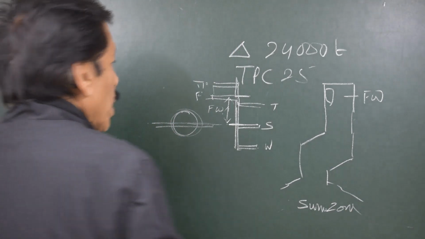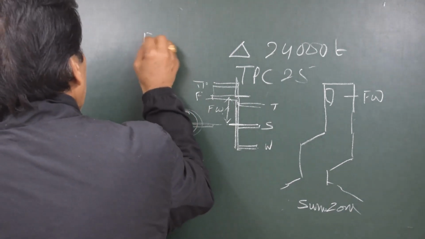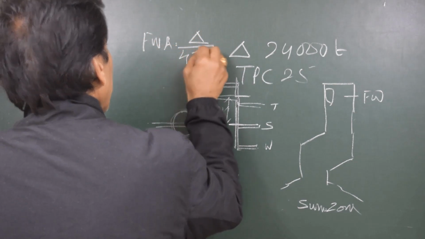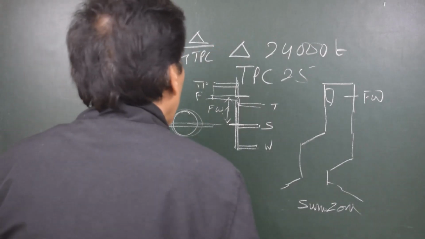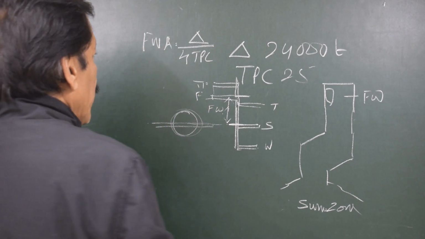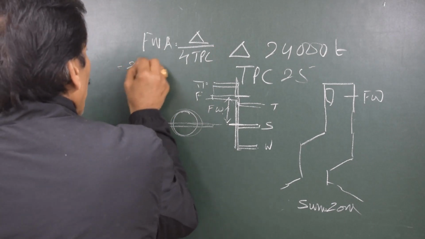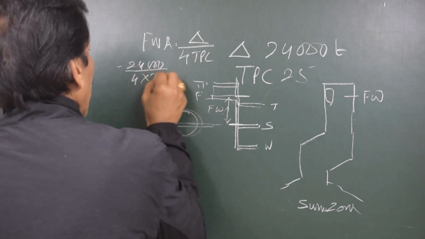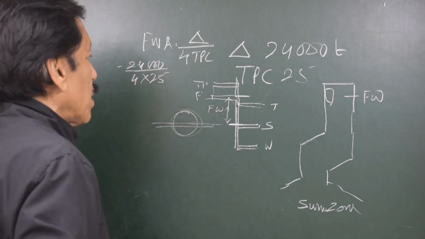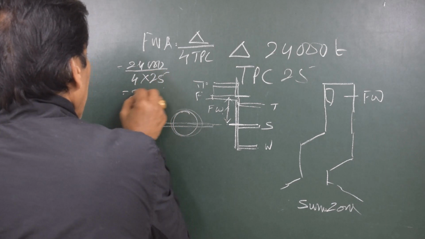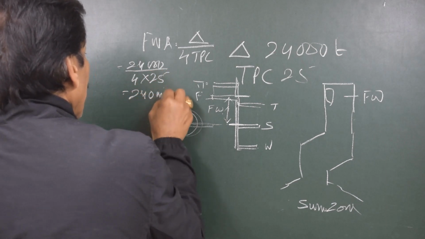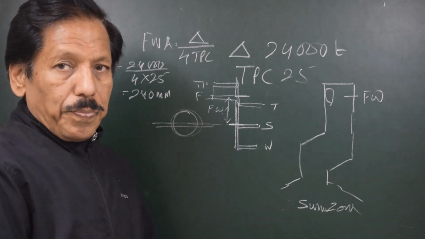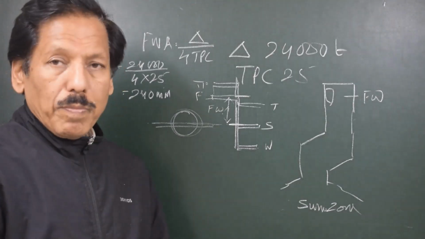So what is the freshwater allowance equal to? Freshwater allowance in millimeters is equal to displacement upon 4 TPC, which is 24,000 tons divided by 4 into 25. 4 into 25 is 100, so it is 240 millimeters. That is the freshwater allowance. Now this kind of sinkage would be permitted.